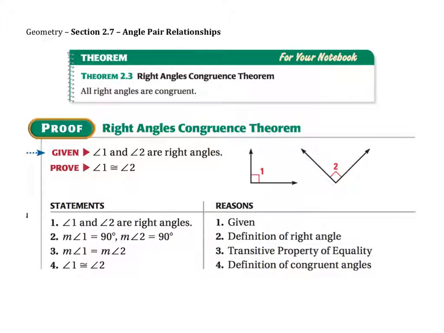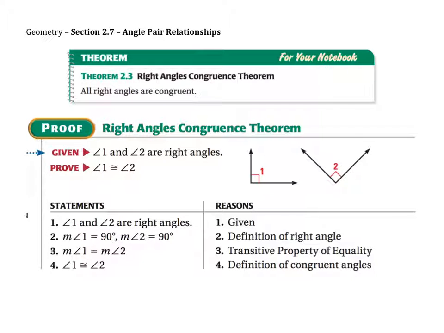Section 2.7 is all about angle pair relationships. It's a continuation of the proof process, and this section gives us more theorems and definitions that we can use as reasons in our proofs. The first theorem, now remember, a theorem is something that can be proven as opposed to a postulate which cannot be proven. The first theorem is the right angles congruence theorem.